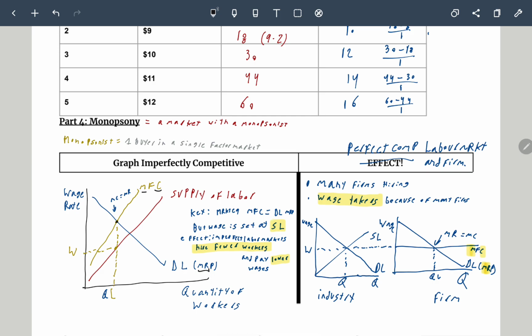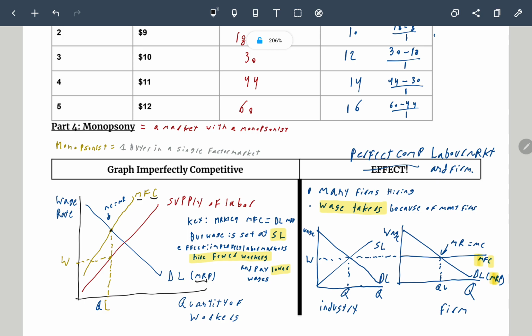Now the key to this is that the market equilibrium is MFC equals DL, so demand for labor here. But wage is set at supply of labor, which has the effect of hiring fewer workers and paying lower wages, which we saw in a monopsonist.